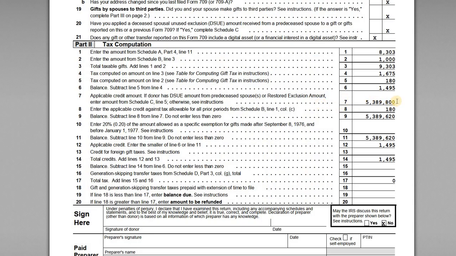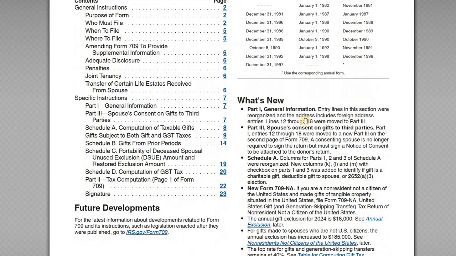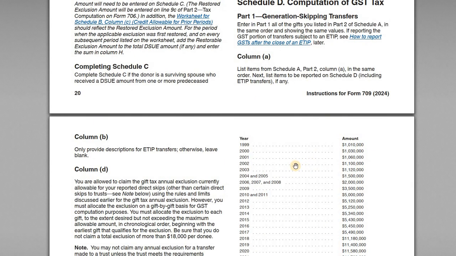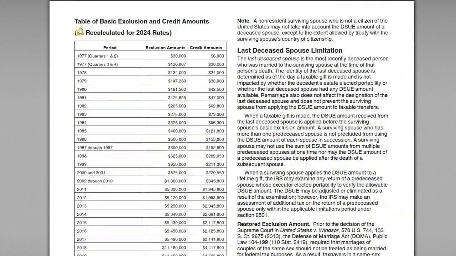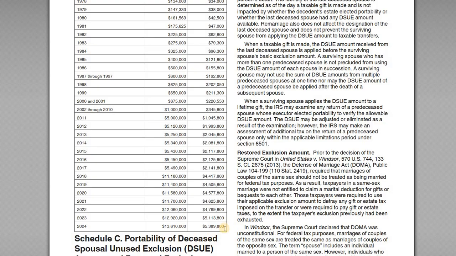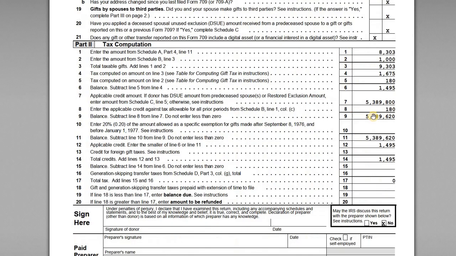You can find these amounts within the form instructions. Again, there's a separate table. So if we go back to the form instructions, it should be just above. Okay, here we go. You're looking for the basic exclusion and credit amounts as recalculated for 2024. What you'll see is a separate column for the exclusion amount and then the credit amount. So for 2024, we're looking at $5.389 million, so $5,389,800. This is the value for 2024 that's going to be reported on line 7.